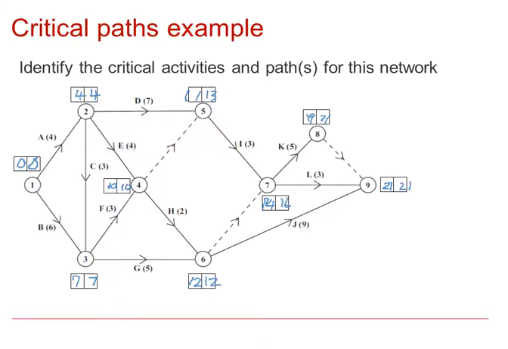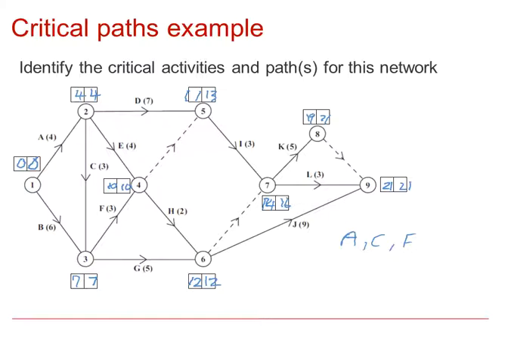The float for A will be 4 minus 0 minus 4 being 0, so A is critical. For B, 7 minus 6 minus 0 is 1, so not critical. C, 7 minus 3 minus 4 is 0, so yeah, C is critical. D, 13 minus 7 minus 4 is 2, and E, 10 minus 4 minus 4 is 2, so neither D or E are critical. F, 10 minus 3 minus 7 is 0, so F is critical.